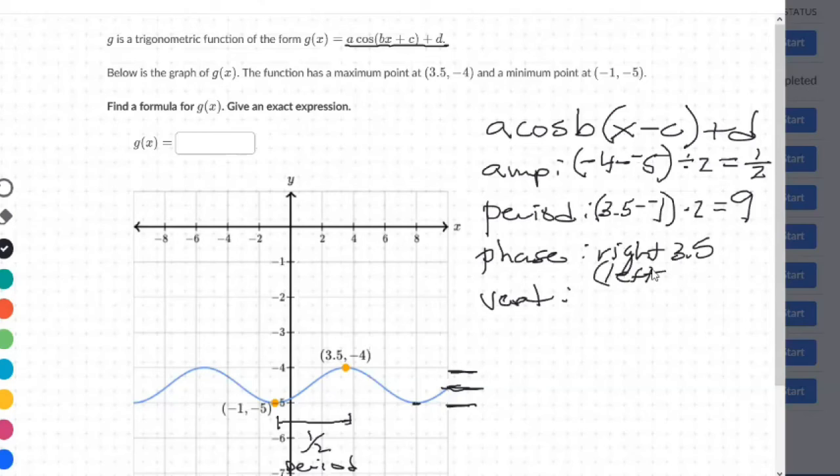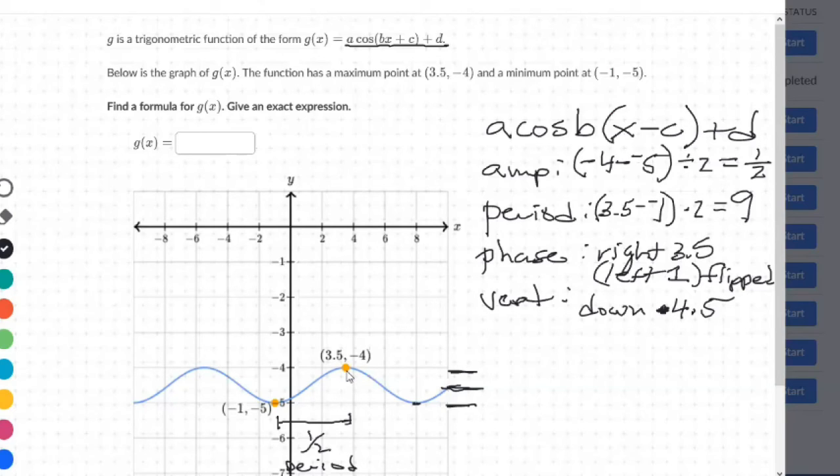This is an alternative. Left 1 is the other alternative, but it would be flipped. And then the vertical shift, that looks like halfway between -4 and -5. So it's down 4.5, sorry.